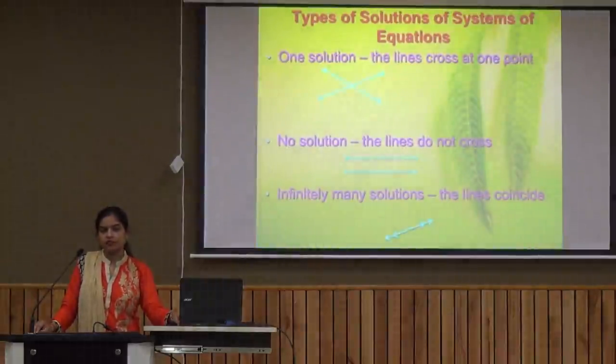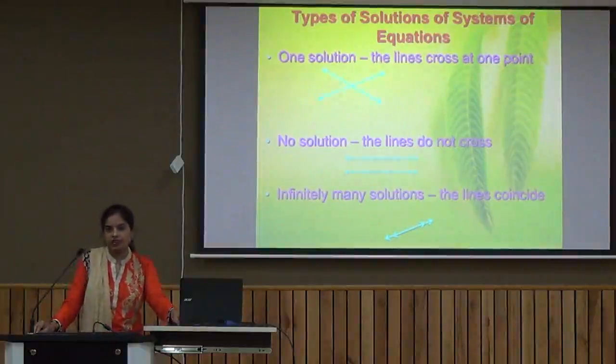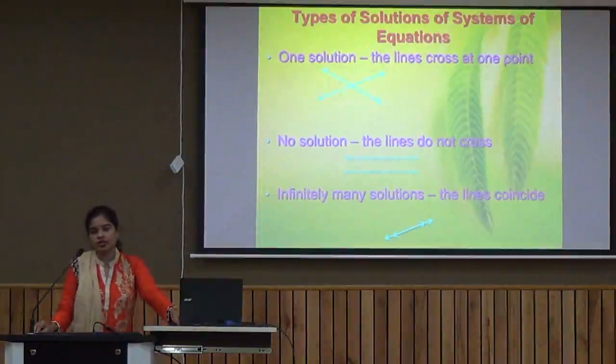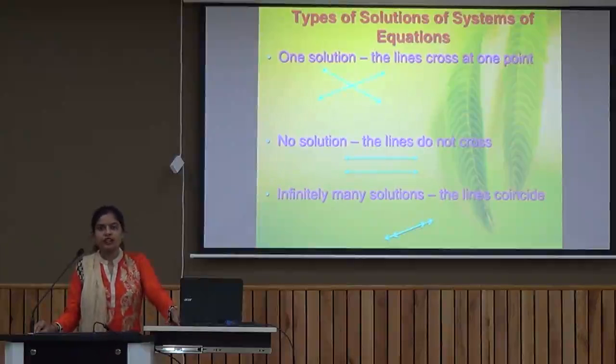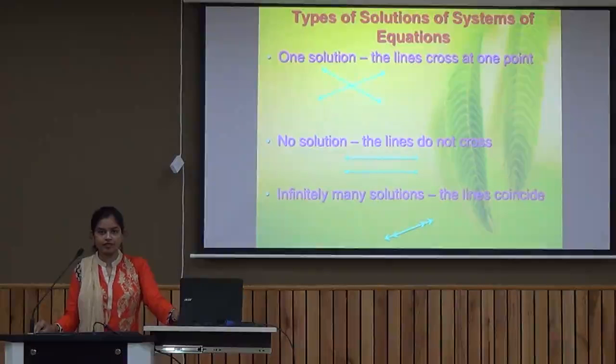Now, there are three cases for finding the types of solutions of systems of equations. Suppose two linear equations are given and we have to check which type of solution these equations have. Type of solutions means the values of x and y. So there are three cases. First, if the lines cross at one point, that we have seen in the last example also. Therefore we can write that the equations have only one solution.